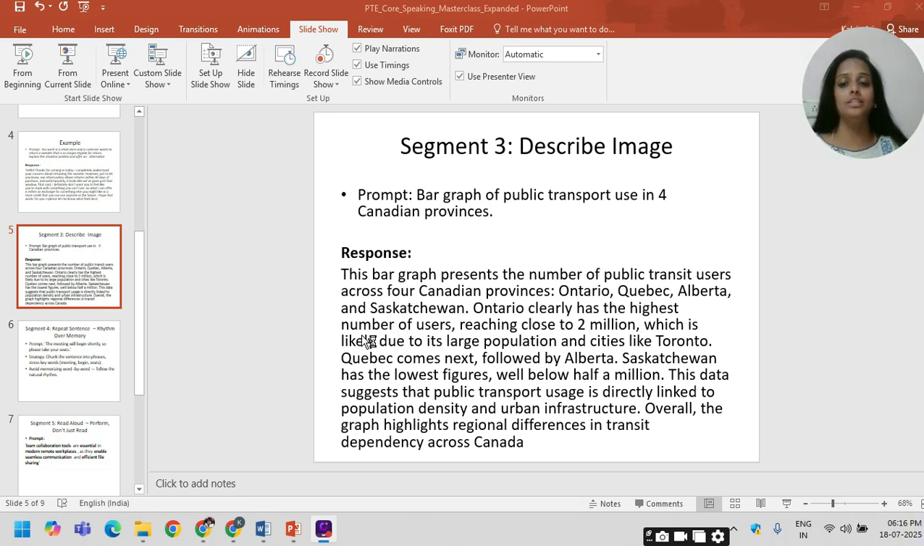Ontario clearly has the highest number of users, reaching close to 2 million, which is likely due to its large population and cities like Toronto. Quebec comes next, followed by Alberta. Saskatchewan has the lowest figures, well below 500,000. This data suggests that public transport usage is directly linked to population density and urban infrastructure. Overall, the graph highlights regional differences in transit dependency across Canada.